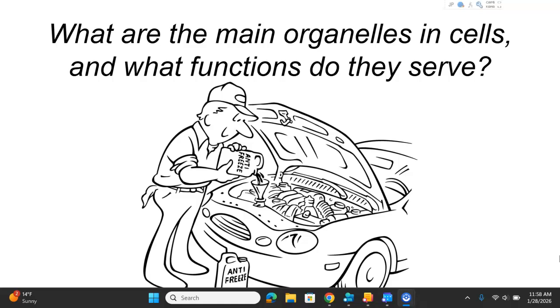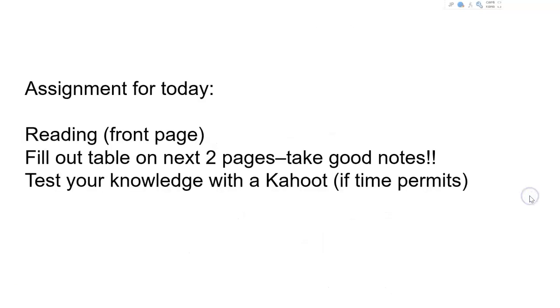So let's see what we could find if we looked under the hood of a cell. Let's take apart the cell one part at a time. And you should be able to follow along in the packet that was handed out. This is an overwhelming 2-page table with the different organelles and what kind of organisms, so bacteria, plants, or animals, where do we find them? So go ahead and fill those out as we go along.